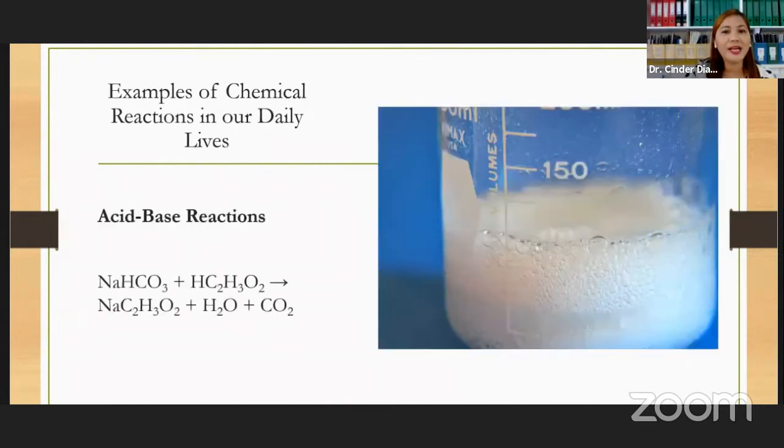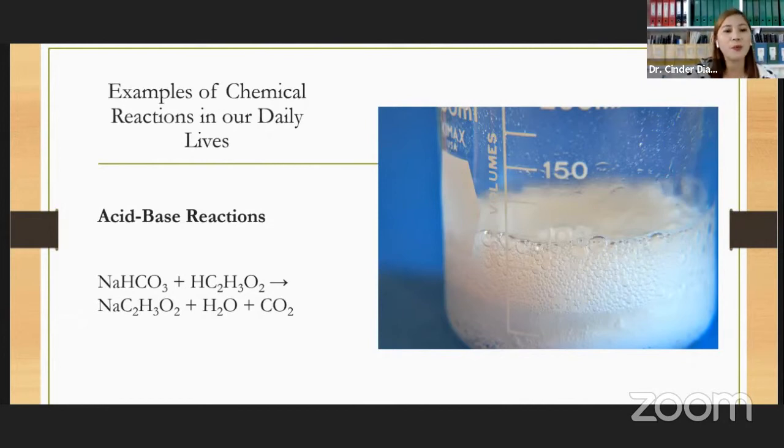Okay. Another one is acid-base reactions. Acid-base reactions occur anytime you mix an acid, for example lemon juice, vinegar, muriatic acid, battery acid, or carbonic acid from carbonated beverages, with a base, for example baking soda, ammonia, or lye. A good example of an acid-base reaction is the reaction between baking soda and vinegar to form sodium acetate, water, and carbon dioxide gas.